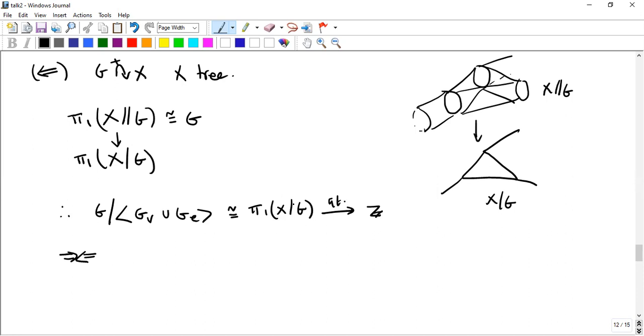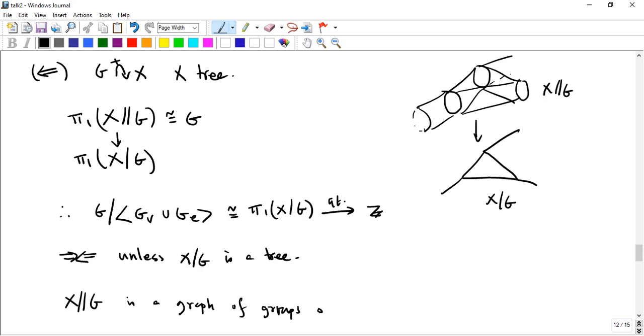Unless X by G is simply connected. So it's in fact a tree. The quotient has to be a tree, because G has all those hypotheses: Z is not a G quotient. But the quotient being a tree implies, what does it imply exactly? It implies that X double G is a graph of groups on a tree. So the quotient looks like a tree, and to each vertex you have some stabilizer associated to it, and to each edge you have some stabilizer.